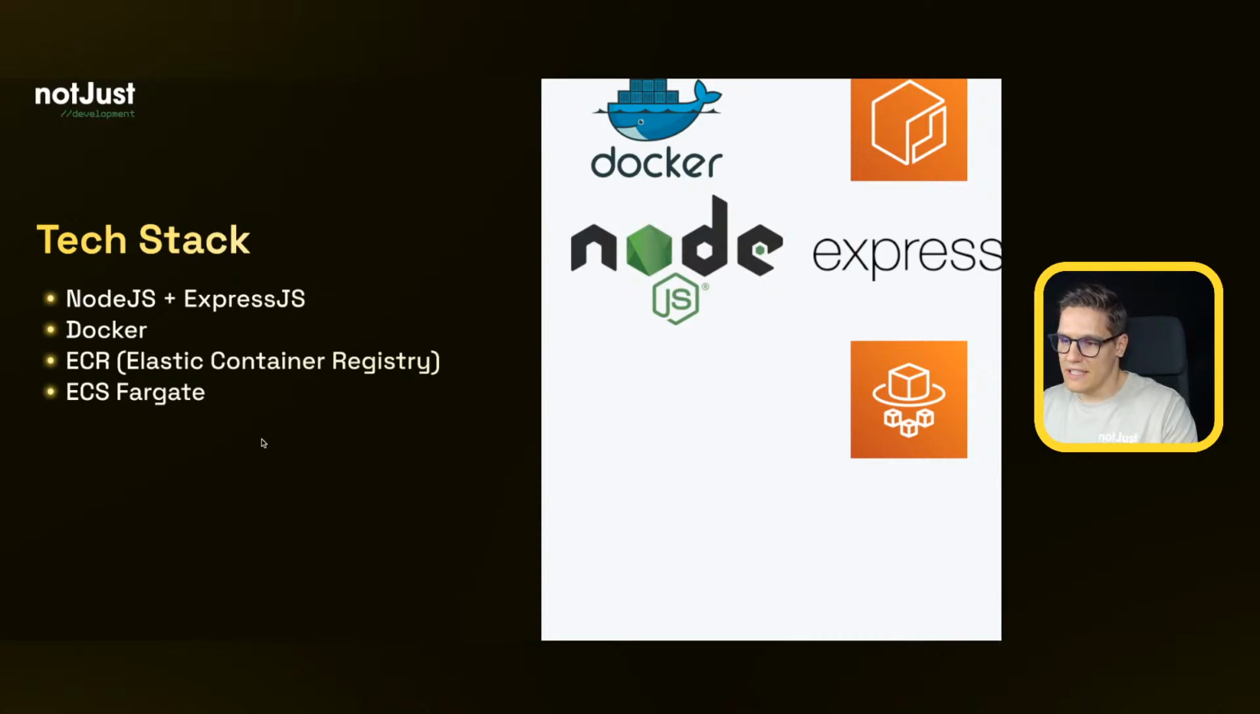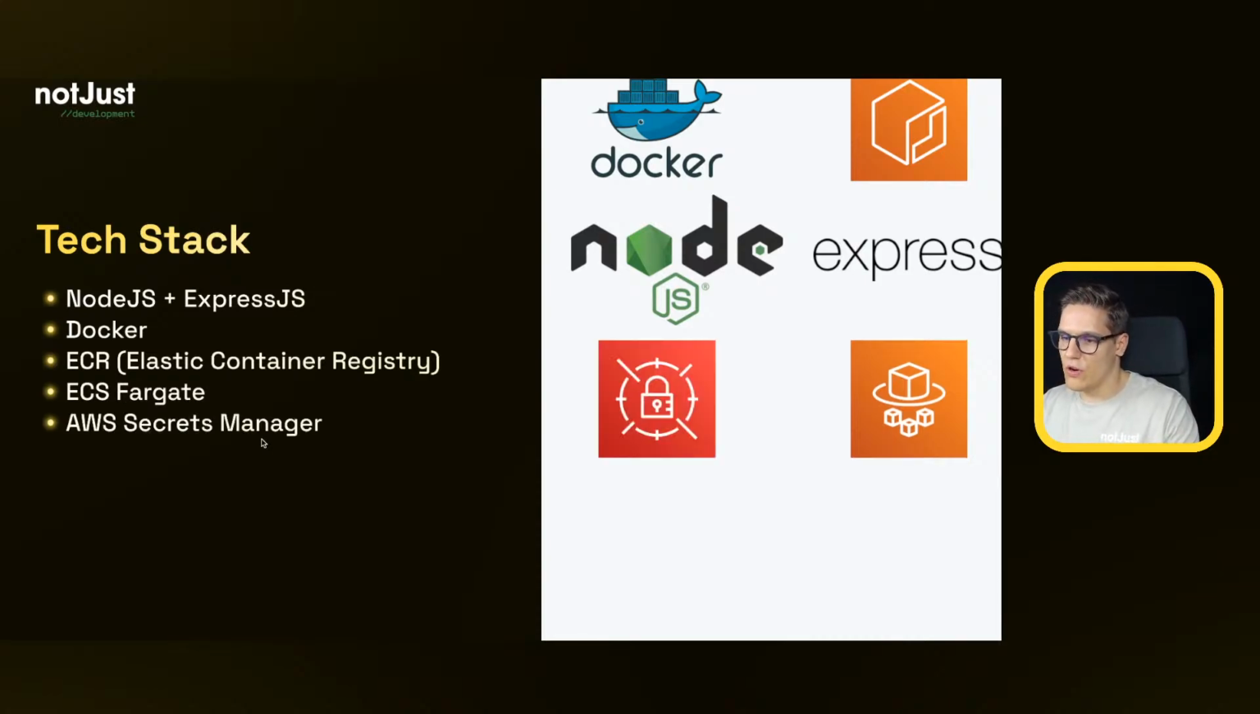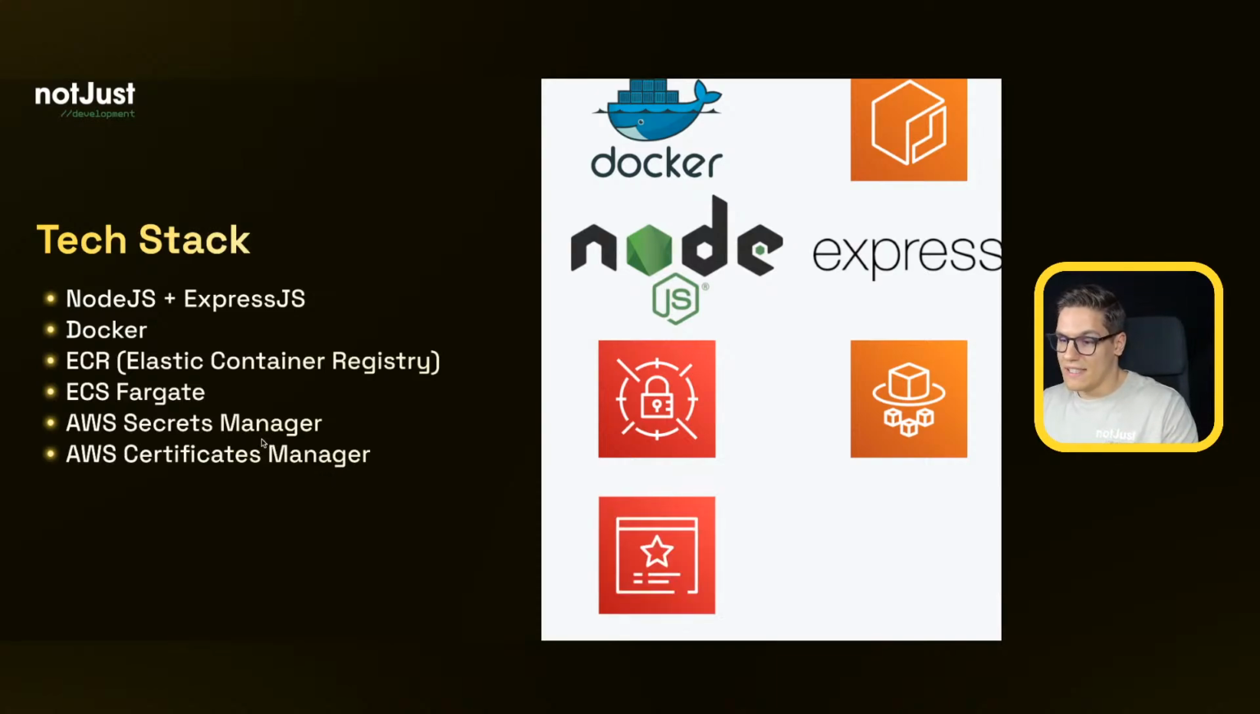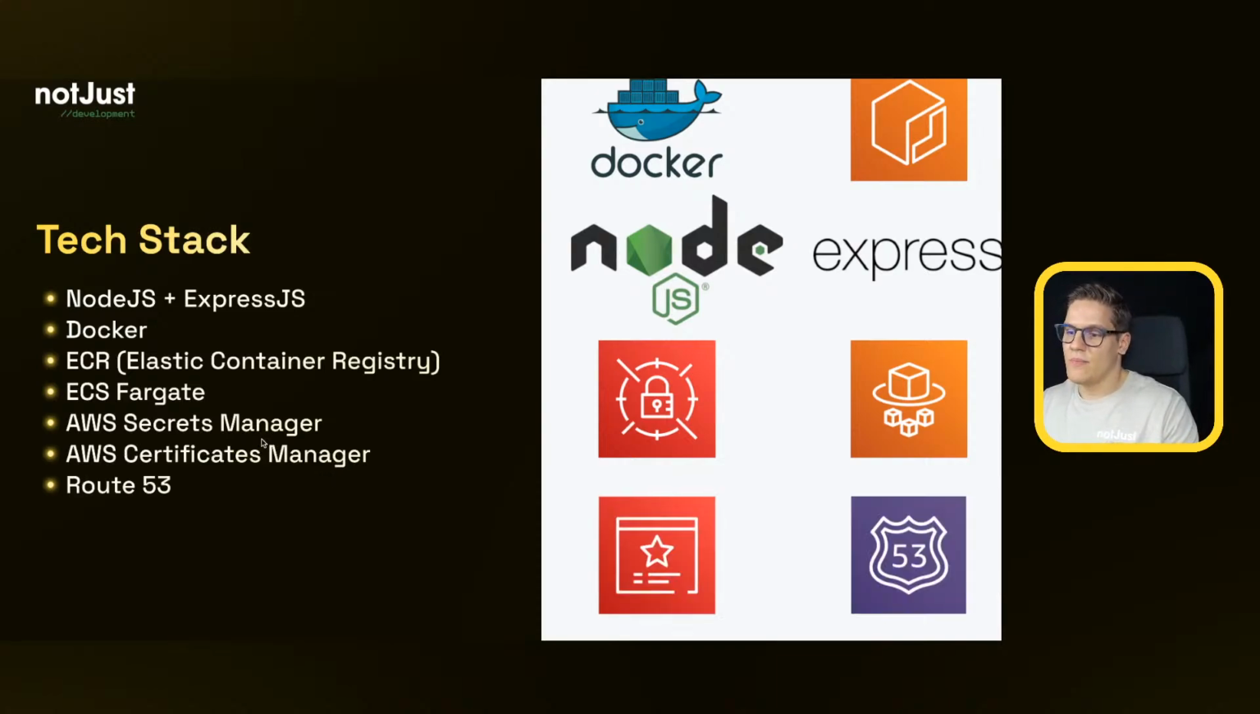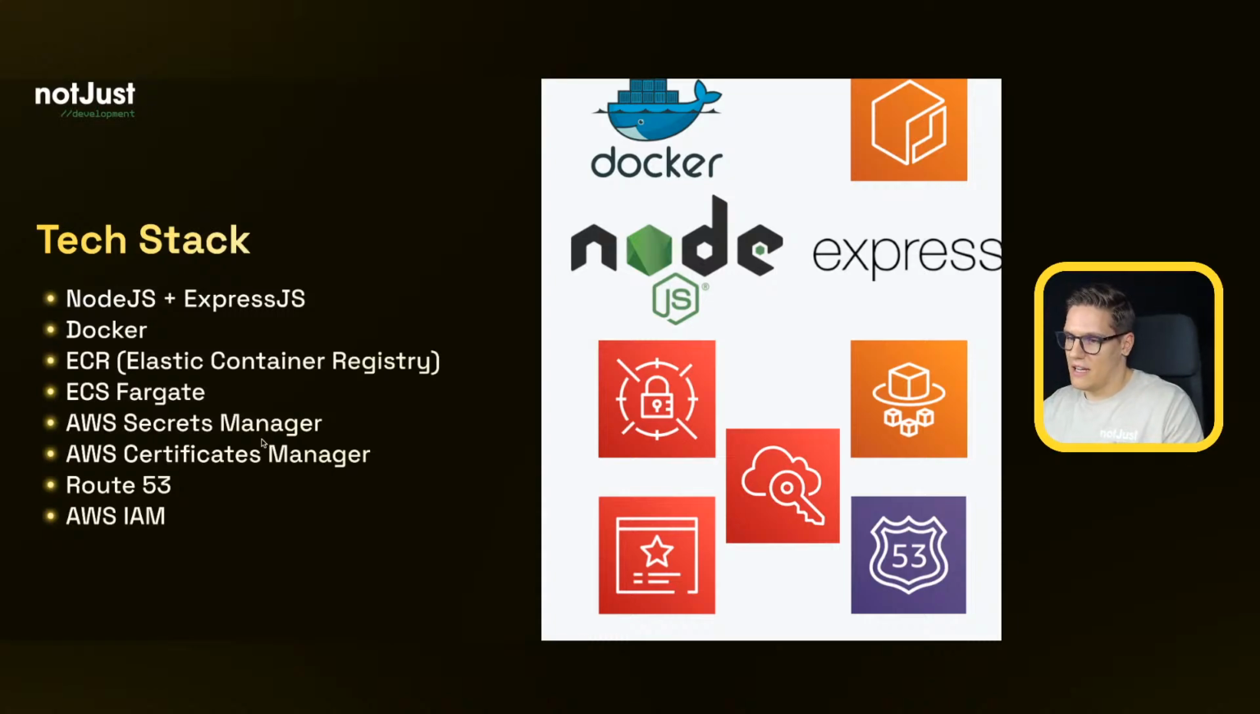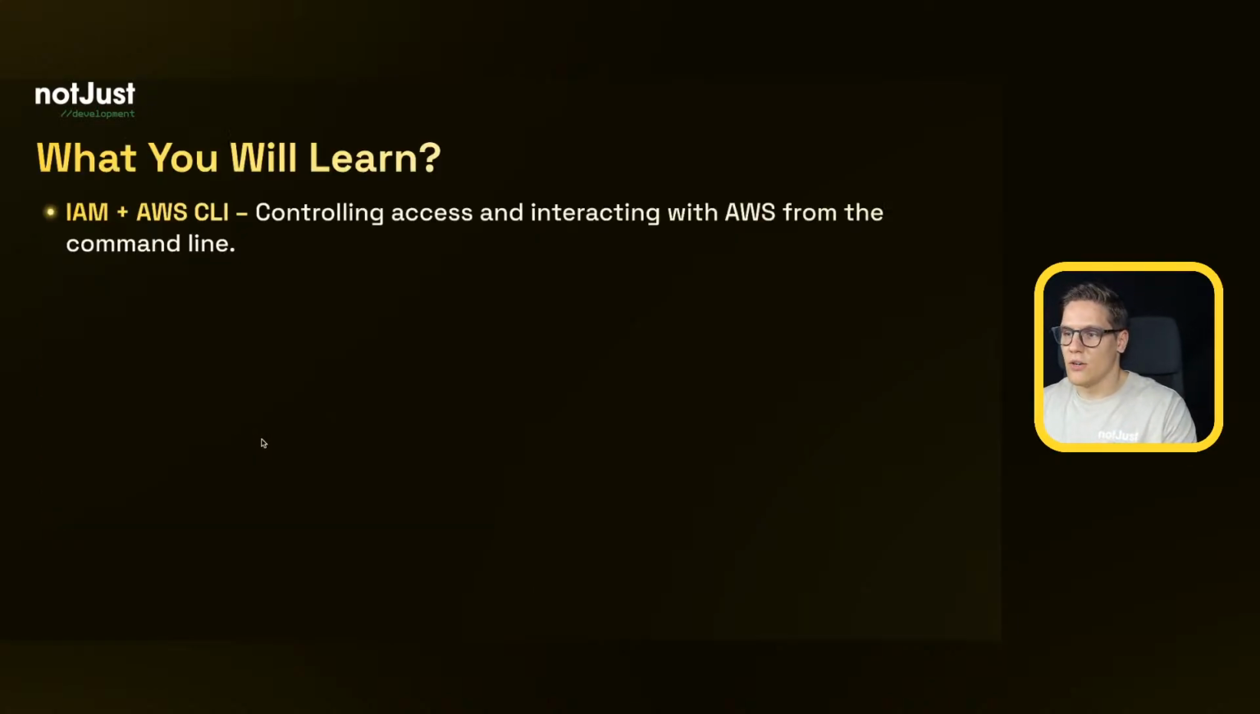Then we'll be using ECS Fargate, as mentioned before. We'll use AWS Secrets Manager, as well as AWS Certificate Manager, of course, Route 53, and lastly, we'll be showing you how to use AWS IAM so that we could use the CLI on our machine. So let's go over what you will learn today together with me.